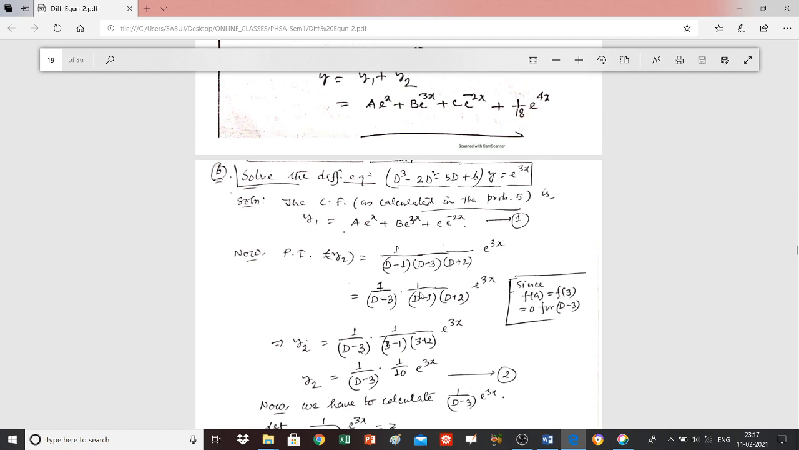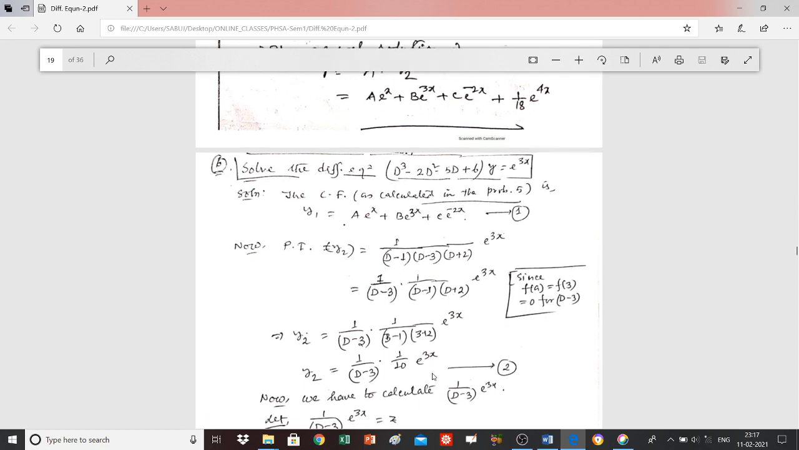And the rest two parts: 1 by d minus 1 and then d plus 2 e to the 3x. Now, since this d cannot be replaced by 3, I am writing here separately. And in these two cases, d can be replaced by 3. So that is done here. And then y2 is 1 by d minus 3, and this will give you 1 by 10 e to the 3x.